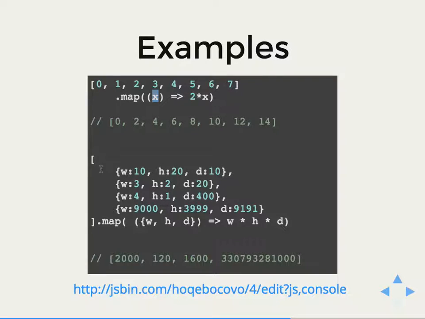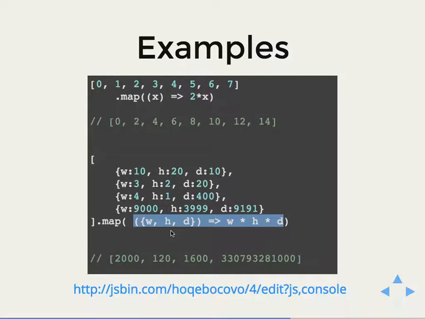Okay, next example, we have an array of objects with W, H, and D. Think of those as 3 dimensions: width, height, and depth. And we're calling map on it. And the lambda function we pass it is here.